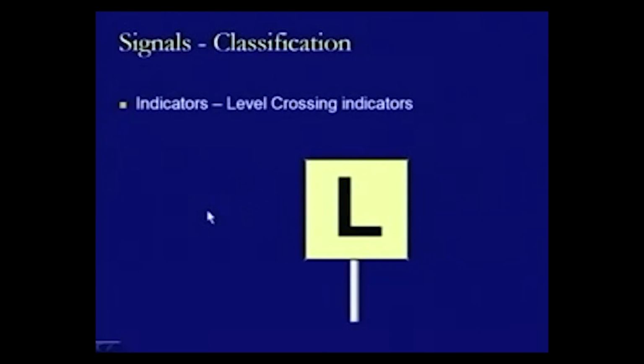Then we have the level crossing. The level crossing indicator is in the form of a rectangle, a square sheet on which the L is placed. So, if on the side of the track the driver finds an indicator where the L is written, then it means a level crossing is coming ahead, and the driver has to be very cautious while crossing that level crossing, where persons may cross the track from the sides.